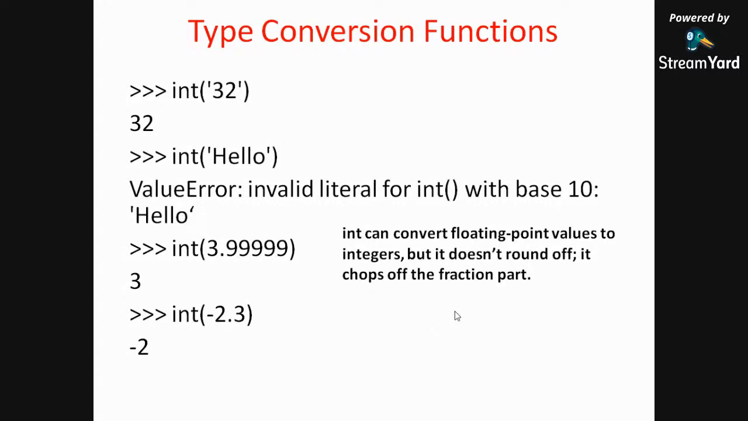The important point to be observed is that the int function can convert floating point values to integers, but it does not do round off. So 3.999 is given as 3 only. It is almost close to 4, but if you use the int function, you will get the answer as 3. No round off will be done by the int function. What it does is chop off the fraction part. Whatever fraction part is available in that number, it just removes it and displays only the integer part. This should be remembered.